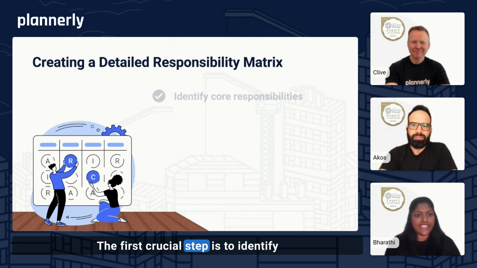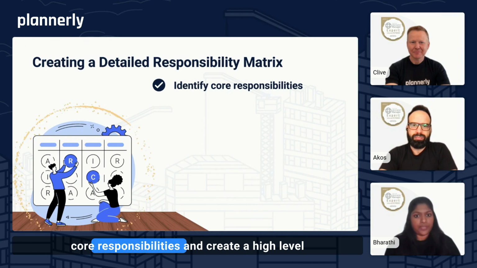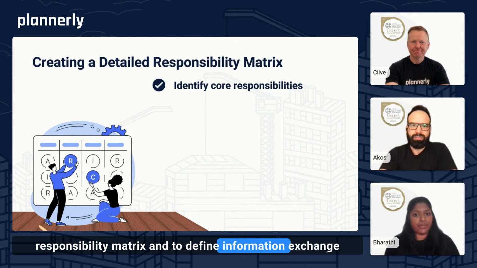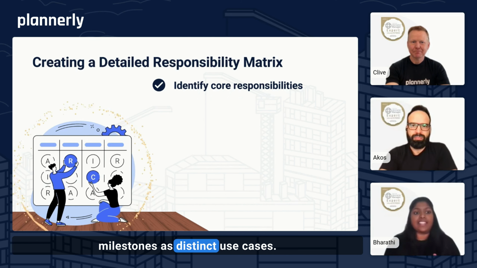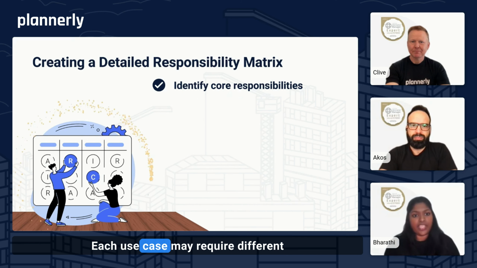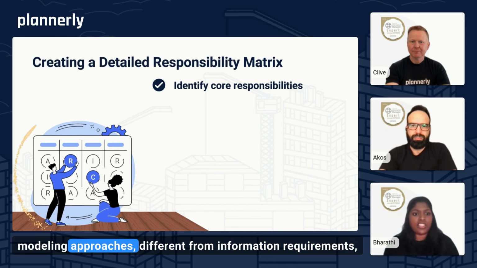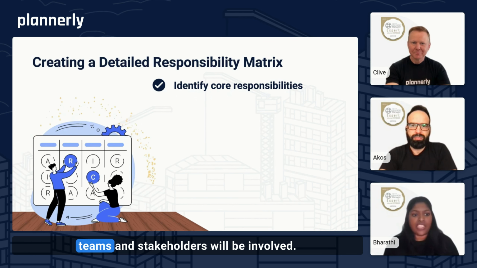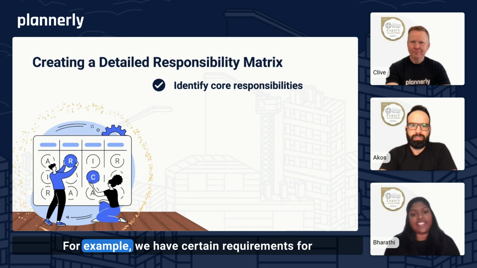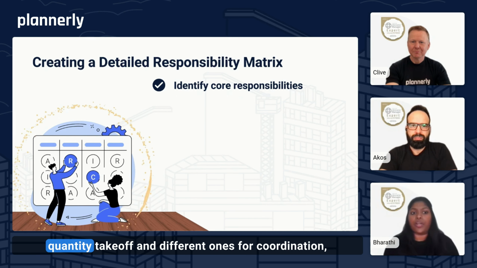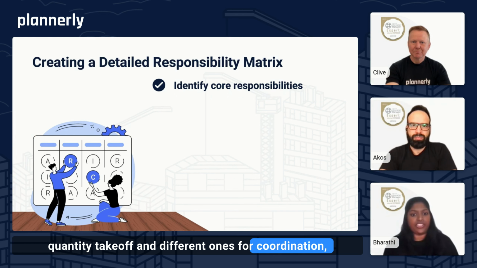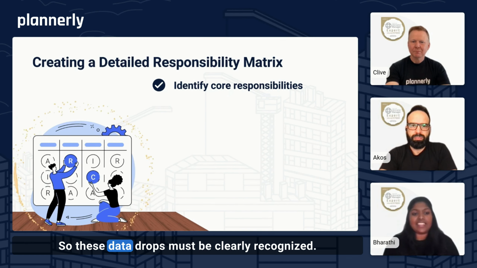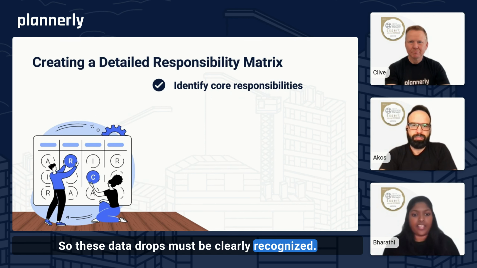The first crucial step is to identify core responsibilities and create a high-level responsibility matrix, and to define information exchange milestones as distinct use cases. Each use case may require different modeling approaches, different information requirements, even different modeling tools as various teams and stakeholders will be involved. For example, we have certain requirements for quantity takeoff and different ones for coordination, field layouts, or facility management, etc. So these data drops must be clearly recognized.